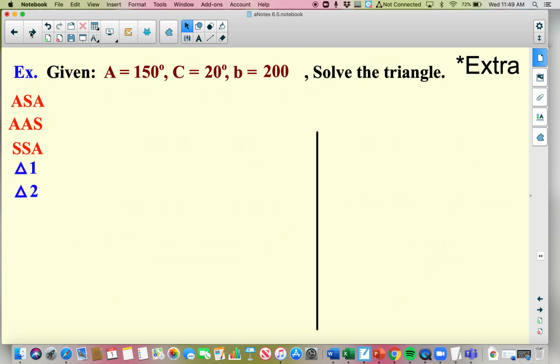All right, at this point, you are done. I'm going to do one extra example if you want to practice one on your own. Maybe pause the video and see if you can solve the triangle. Remember, solve the triangle means find all of the pieces. So you know angle A, angle C, and side B. You need to find side A, side C, and angle B. Give yourself a couple minutes and I will walk through it.